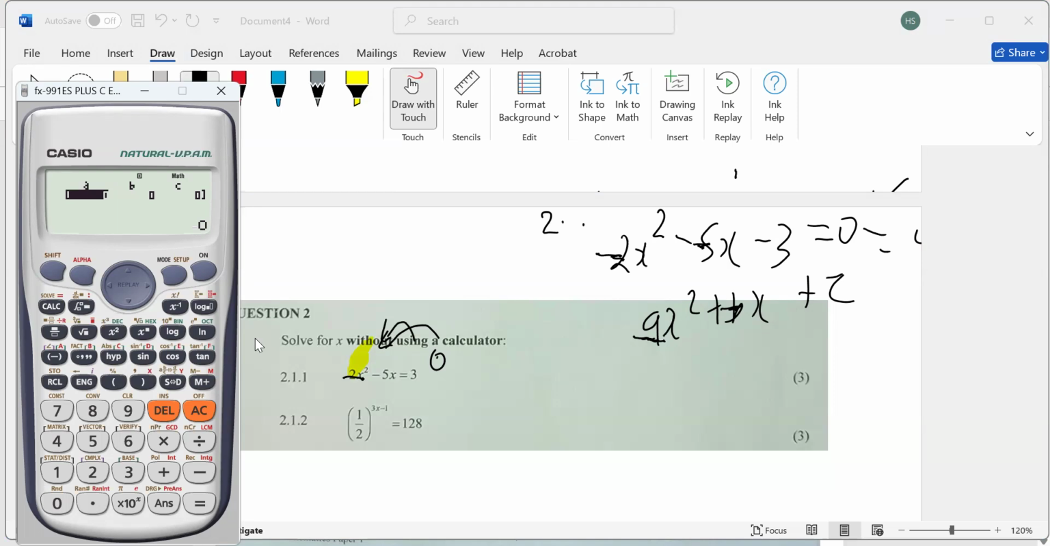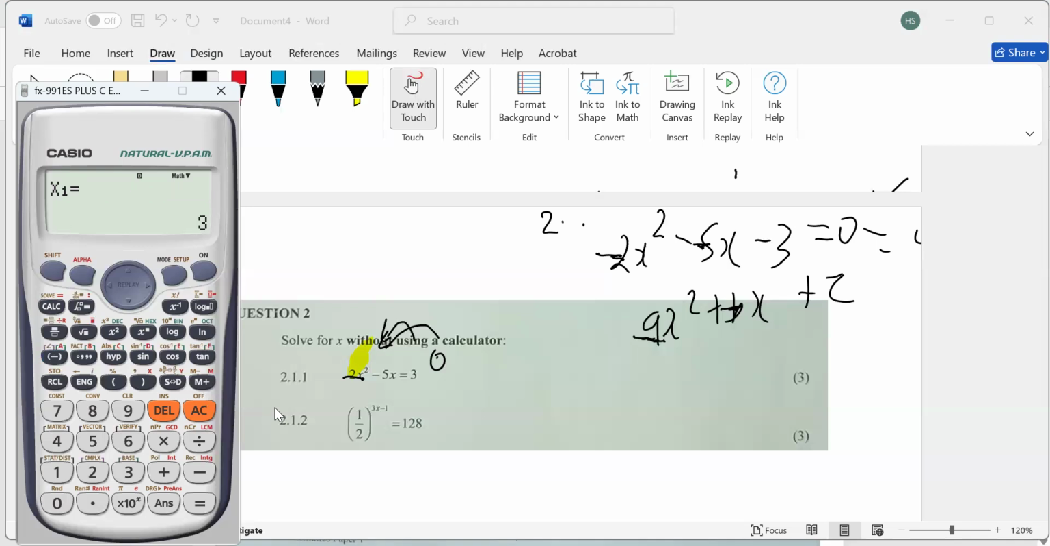And then they ask you, what is A? You tell them, what is the value before x squared? The value before x squared is 2. Say 2. You press equals. What is the value before x? You write minus 5. You say minus, and then you say 5. Equals. The value that doesn't have an x on it, you say this is minus 3.